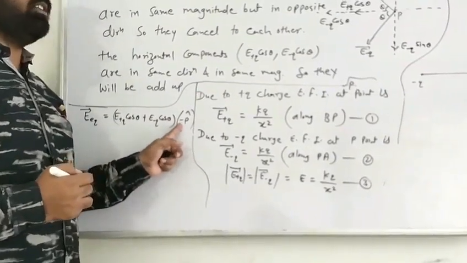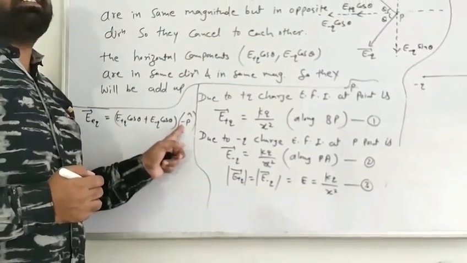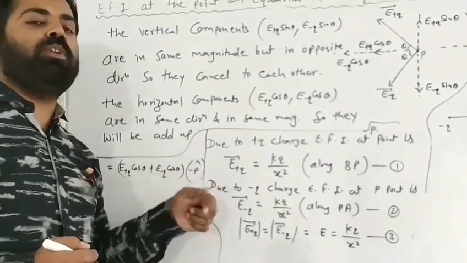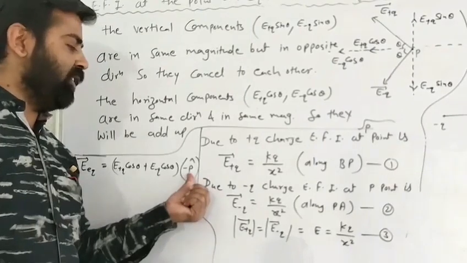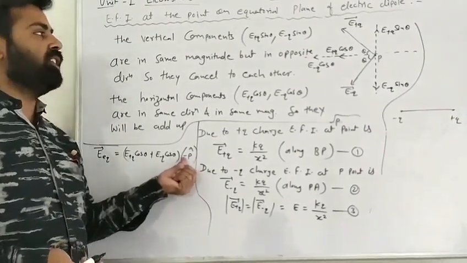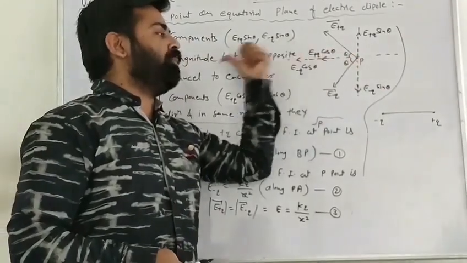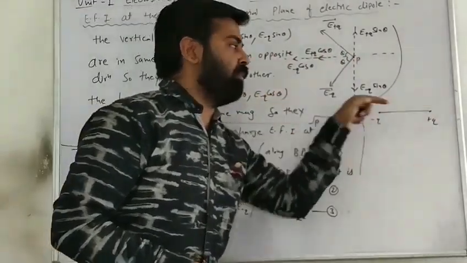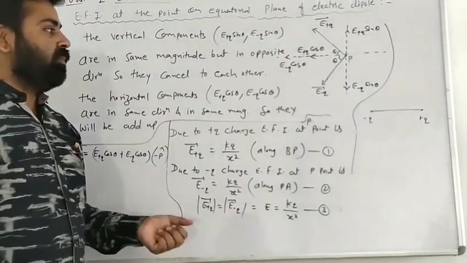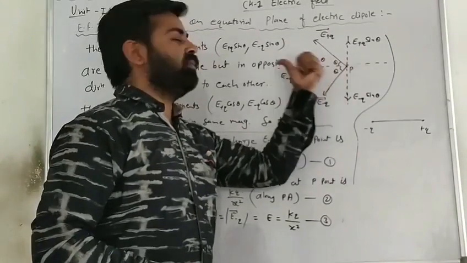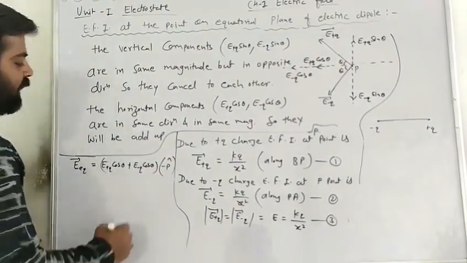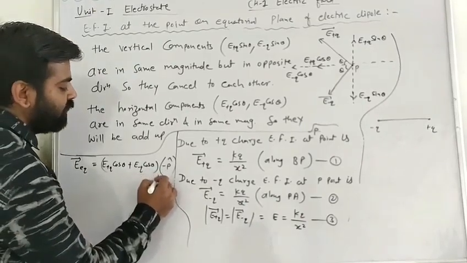The negative sign denotes that the direction of the electric field intensity is opposite to the electric dipole moment direction. p cap denotes the direction of the electric dipole moment, and the negative sign denotes its direction is upward, because the direction of the electric dipole moment is from minus q to plus q, and this direction is from plus q to minus q. So it is written as minus p cap, and this is given by equation 3.